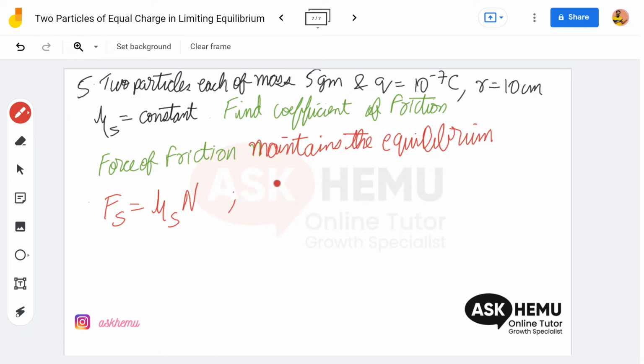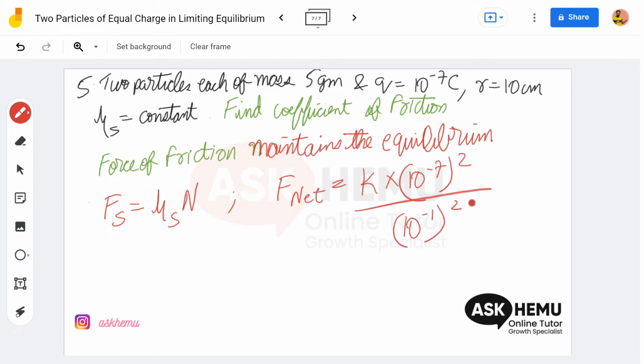Similarly, what is Coulomb's law, which is the net force? Net force due to both the particles here. So the net force on both the particles is k q1 q2 by r squared. So we'll just multiply 10 to the power minus 7 the whole squared, all divided by 10 by 100 the whole squared, which is 0.1 the whole squared, or should I say 10 to the power minus 1 the whole squared. There you go. So we have 9 into 10 to the power 9 on the right side. Similarly, we just had to find mu s here.